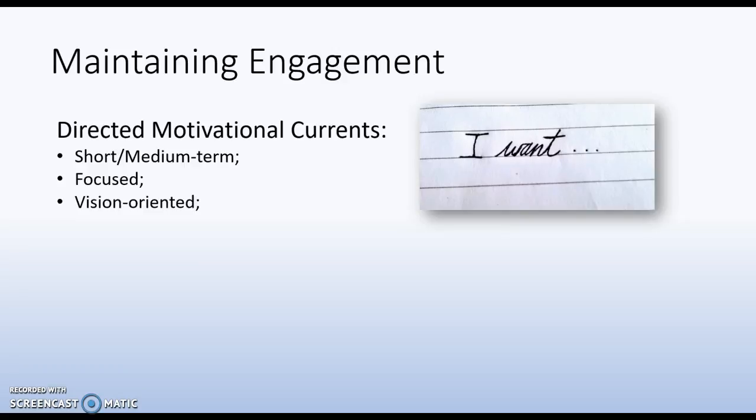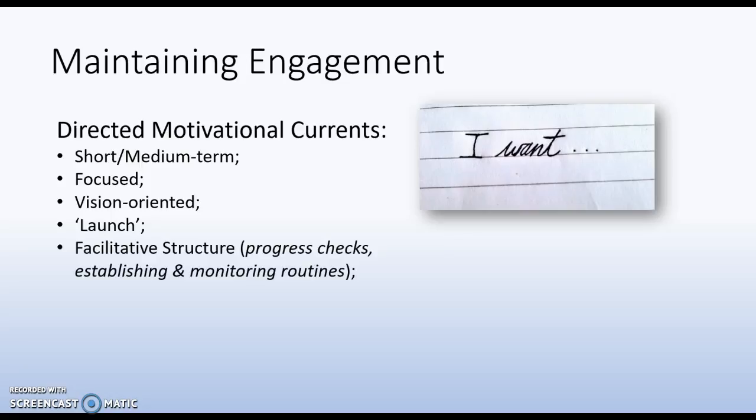The student has to visualize themselves using English in their own ideal futures. There needs to be a launch, a trigger, which isn't always a positive trigger. The teacher needs to provide a structure in terms of progress checks, monitoring routines. It has to be a positive experience, and the teacher provides frameworks, again, to facilitate the path, the current towards the learner's vision, including critical thinking activities.